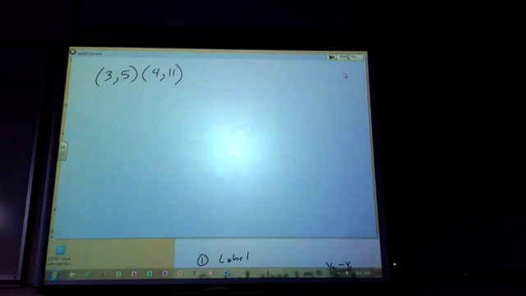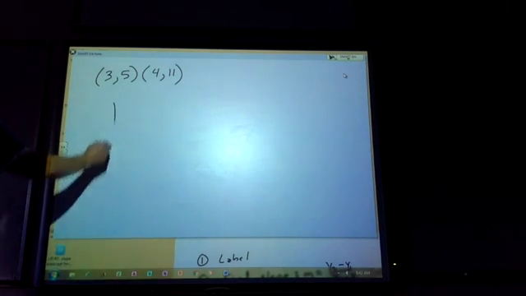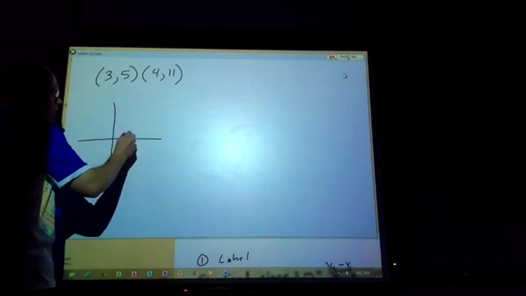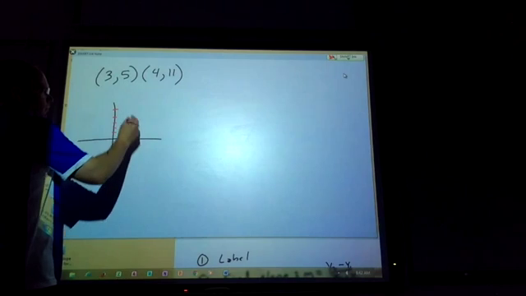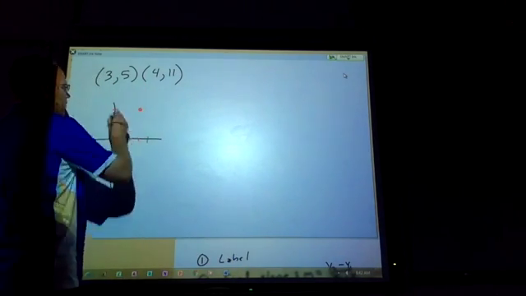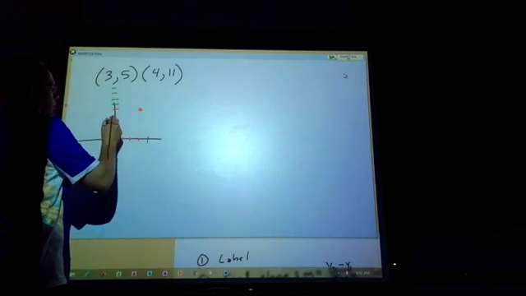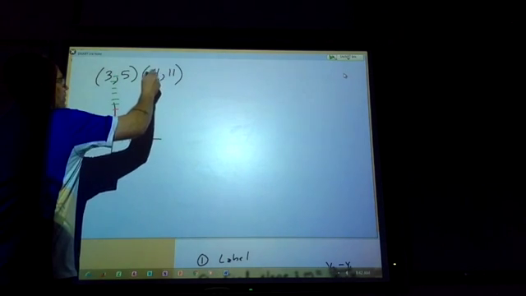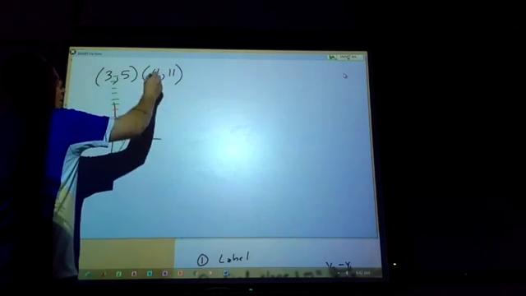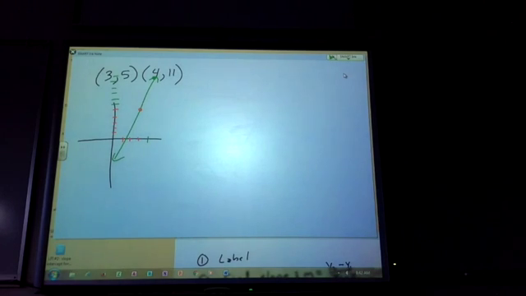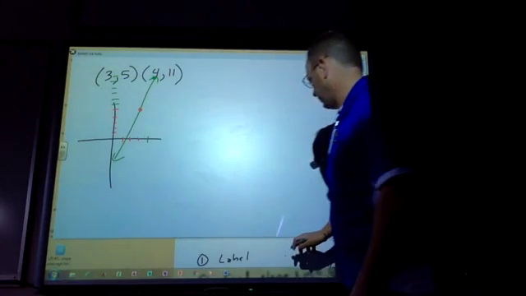So there's a whole process that we could go through with this. I could say, oh, if I were to graph this, I could easily find the point 3,5. And I could easily find the point 4,11. 1, 2, 3, 4, 5, 6, 7, 8, 9, 10, 11. I could easily find that, and I could draw a straight line and say, look, I found the line. Good. But I want you to find the equation that goes with the line. Okay? So let's bring this one back up.